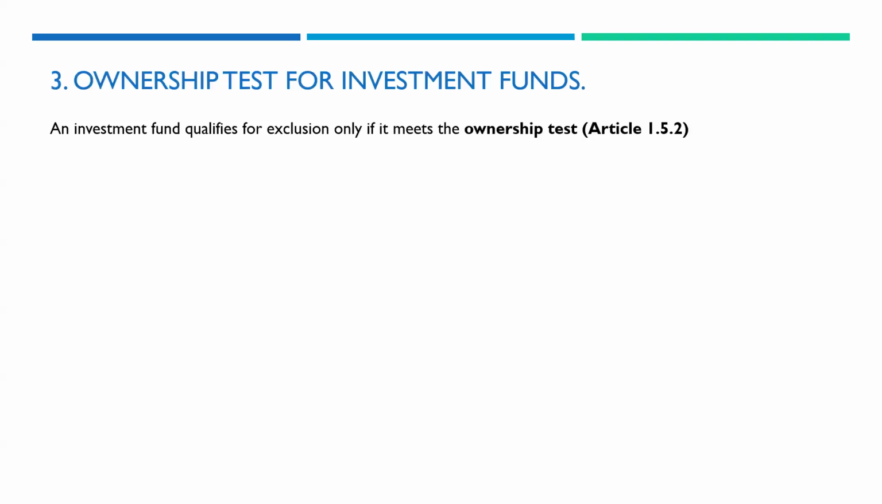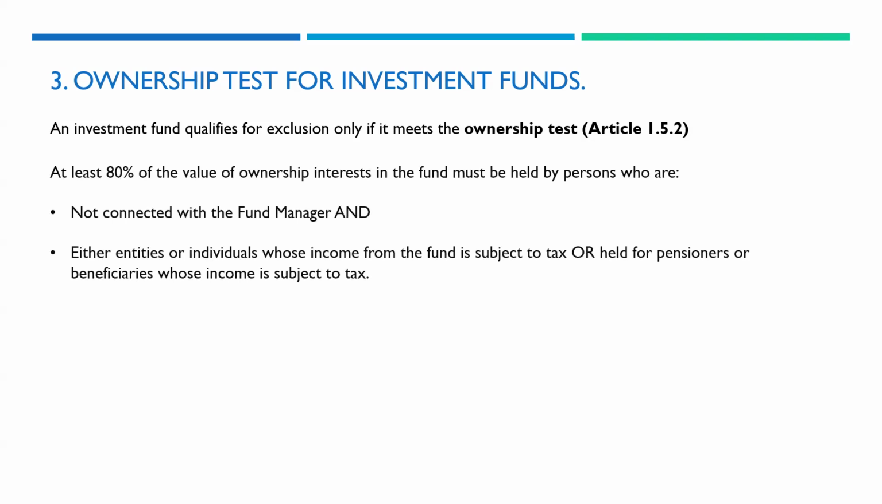Again, because a UPE investment fund is an excluded activity, this opens up avenues for misuse. So in order to plug that, they are saying there should be a minimum ownership test. At least 80% of the value of ownership interest in the fund must be held by persons who are not connected with the fund manager, and either entities or individuals whose income from the fund is subject to tax, or held for pensioners or beneficiaries. So 80% of the owners of the fund, which might be individuals, should not be connected to the fund manager.